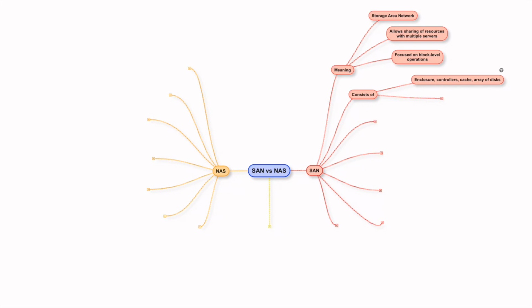The cache is another important attribute of a SAN. The more cache you have, the more performance you would get. That is the rule of thumb.